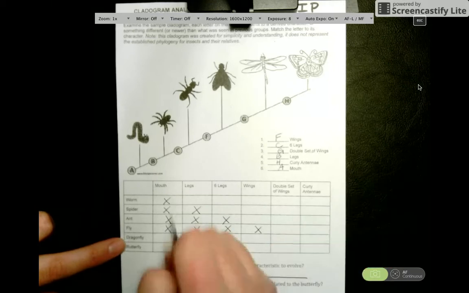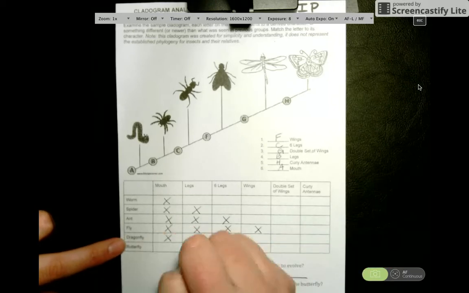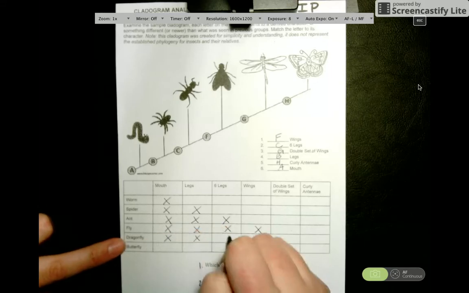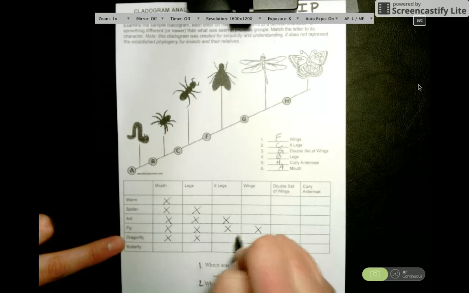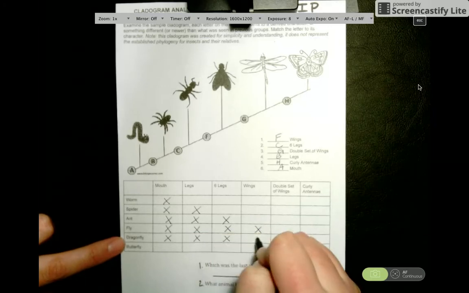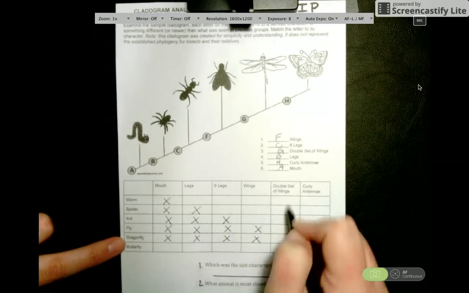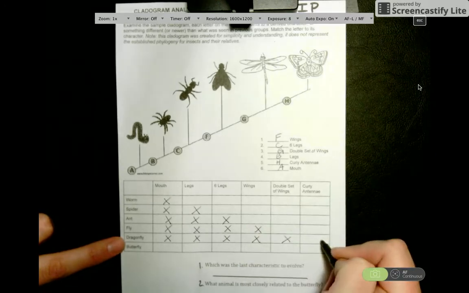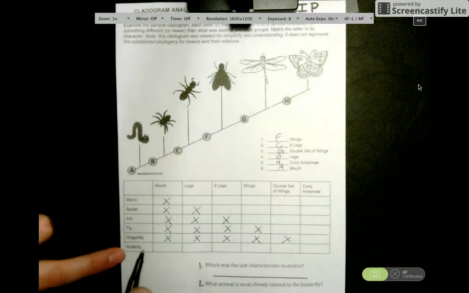Dragonfly, does it have a mouth? Yes. Does it have legs? You can't see them, but yes. Does it have 6 legs? Again, you can't see them, but yes. Does it have wings? Yes. Does it have a double set of wings? Yes. Curly antenna? No. And then last for the butterfly, does it have a mouth?